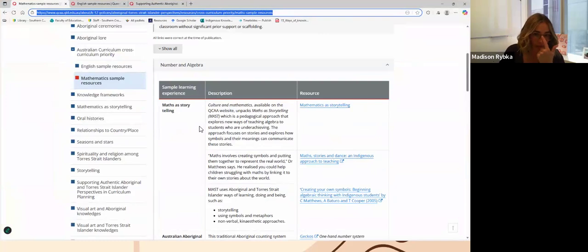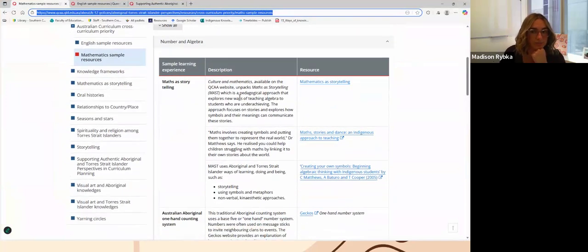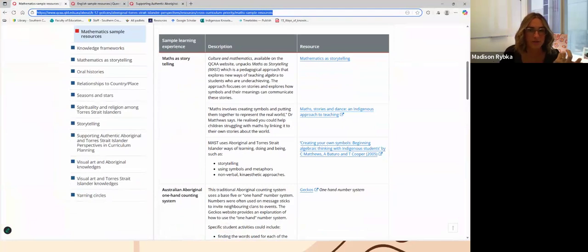So this one gives you sample learning experiences, the description, and then a resource. This one is maths as a story. It tells you what you can do, the description, and then it tells you a resource where to go. Maths involves creating symbols and putting them together. Here is a resource that you can use.